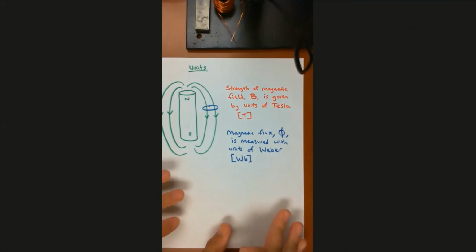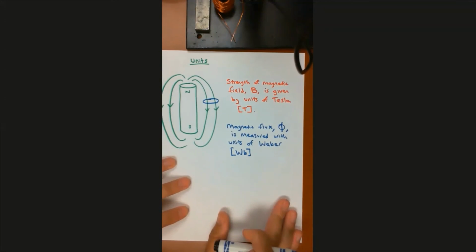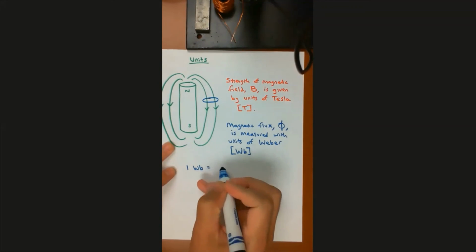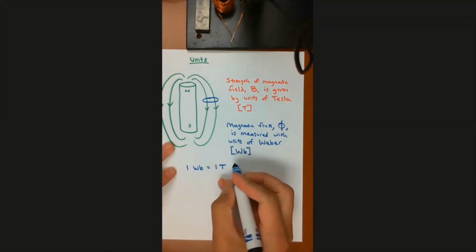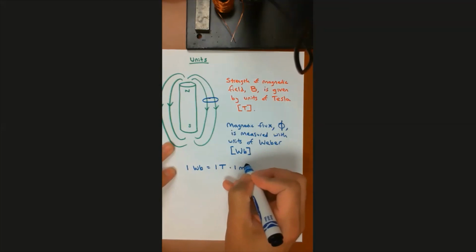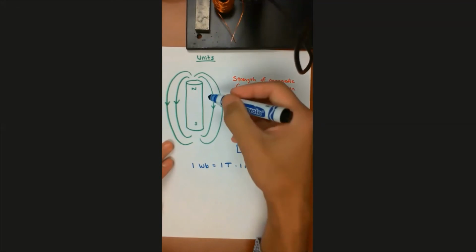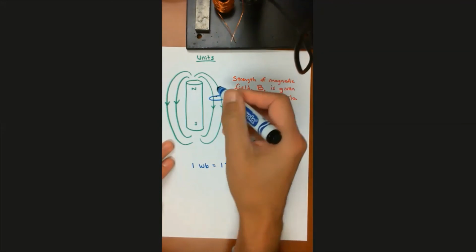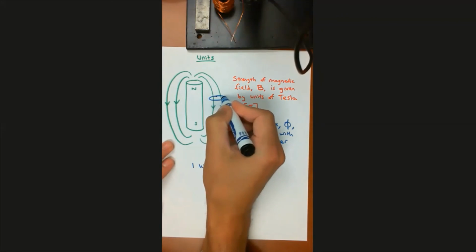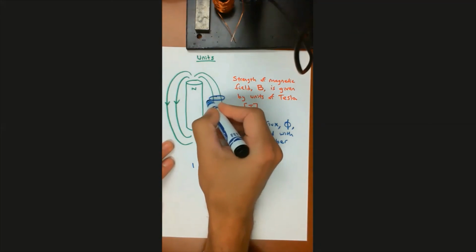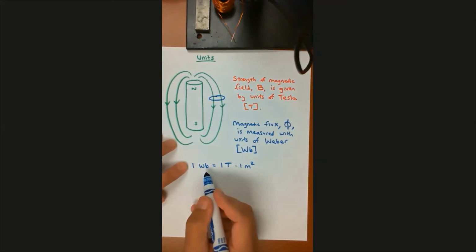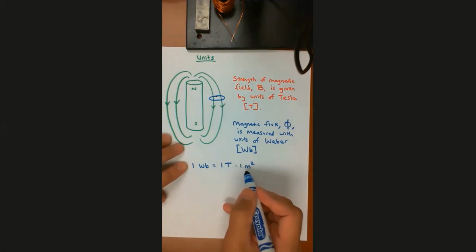All right. So there's a pretty easy relationship between these two, and that is to say that 1 Weber equals 1 Tesla times 1 meter squared. So if the average magnetic field in this area was 1 Tesla, and if this area represented 1 meter squared, which would be pretty big, but if this was 1 meter squared, then we could say that the magnetic flux through this area is 1 Weber. All right, so this is an important relationship. 1 Weber equals 1 Tesla times 1 meter squared.